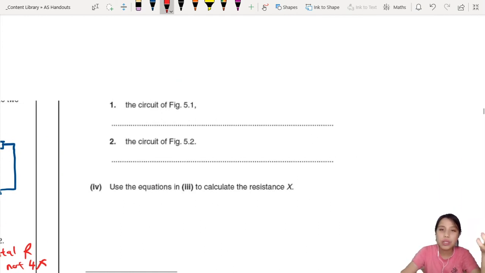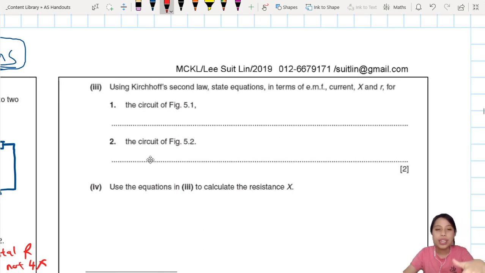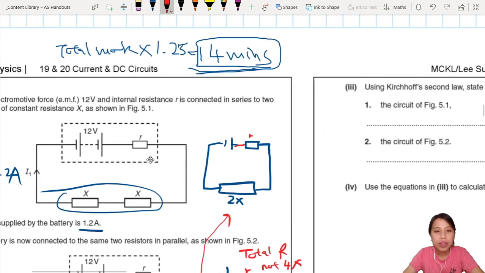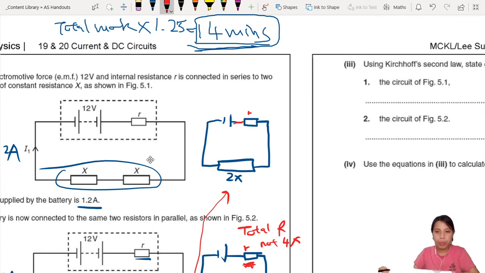How do you create equations from Kirchhoff's laws? The first thing you need to do is remember what Kirchhoff's law is. Second law, so the PD one. So, circuit of figure 5.1. How shall I write this? Because there's not enough space. What you can do is think of your EMF first. What is the EMF of the circuit? E. Or if it's 12, you just say 12.